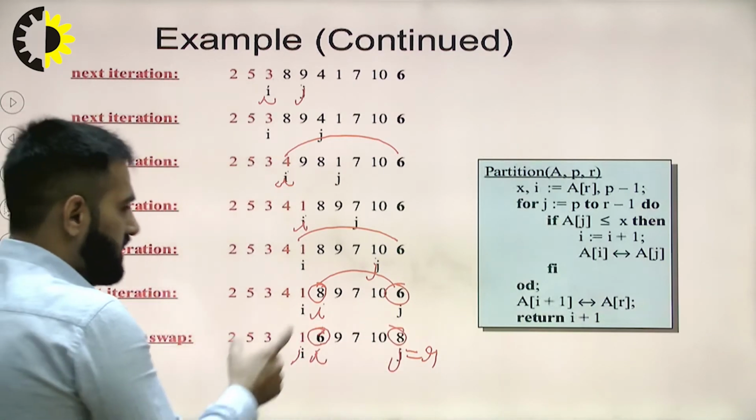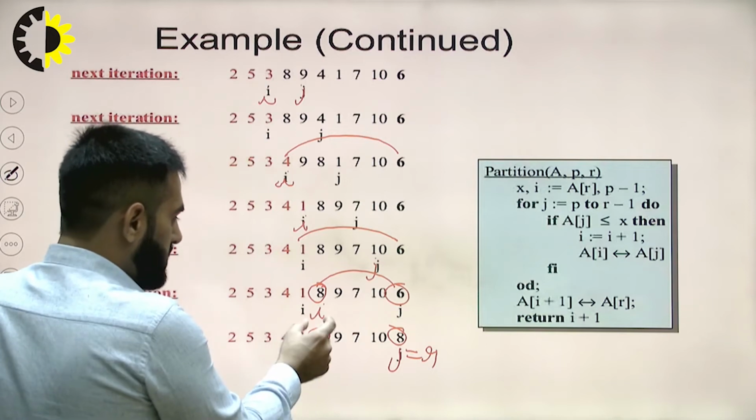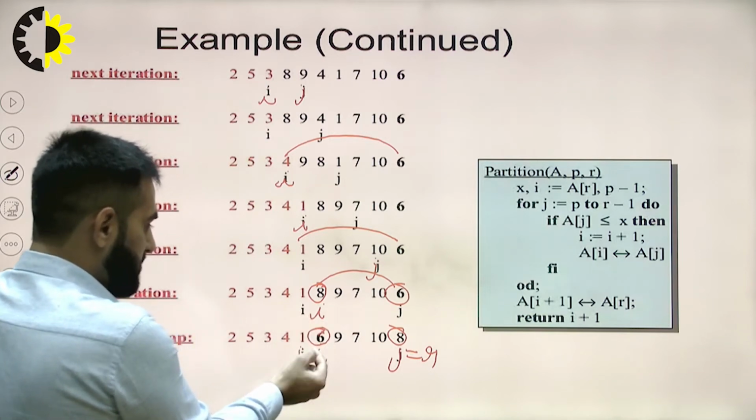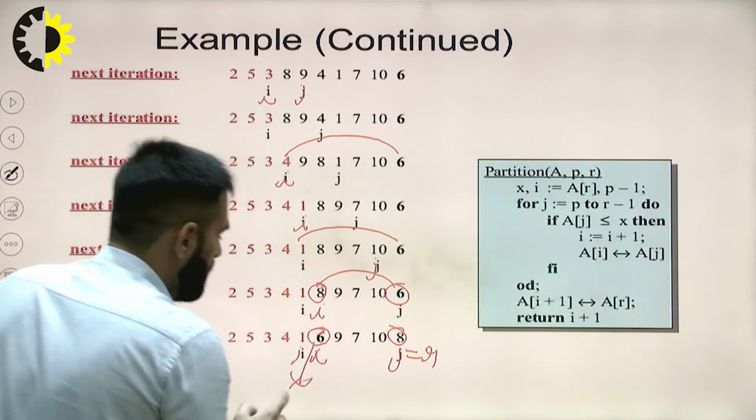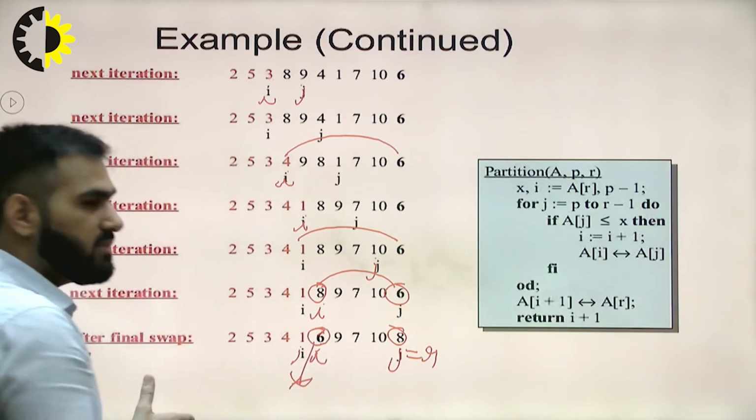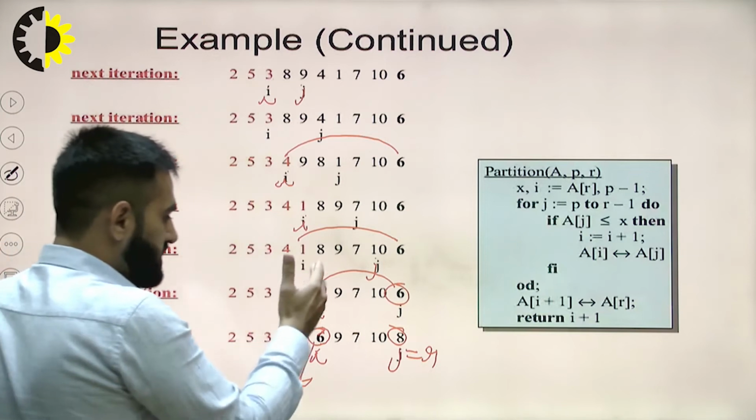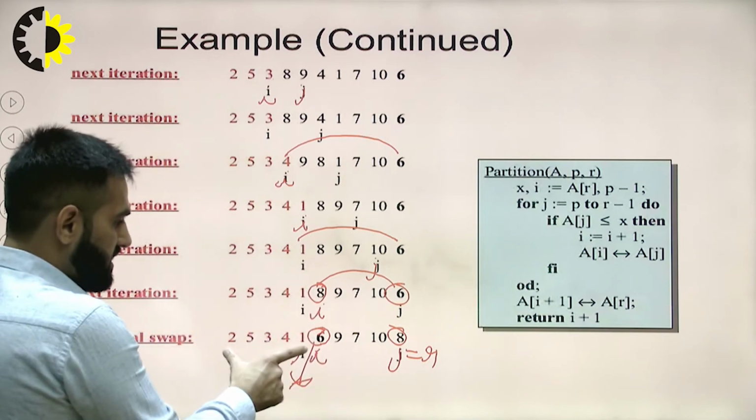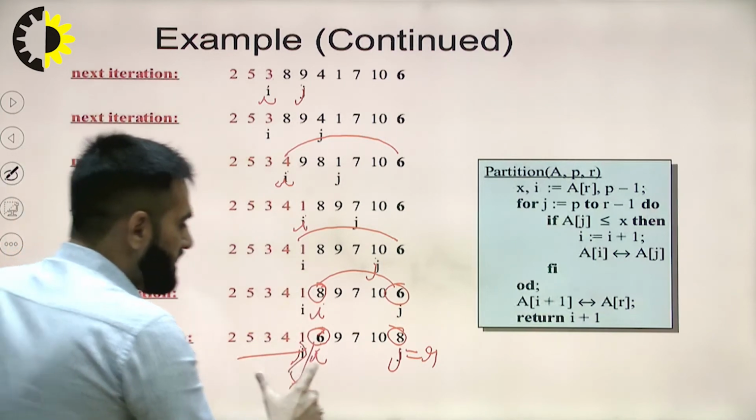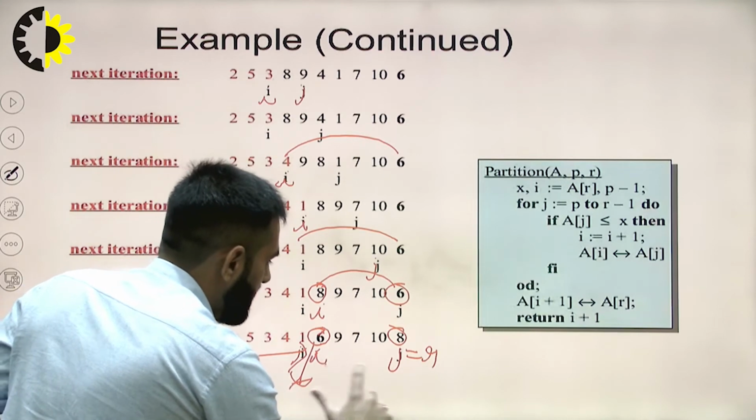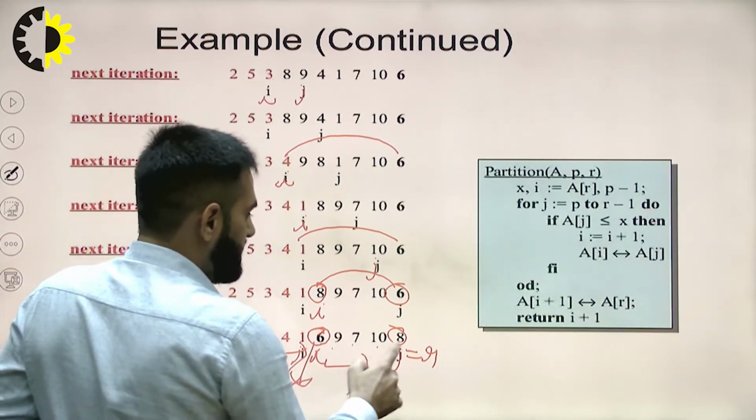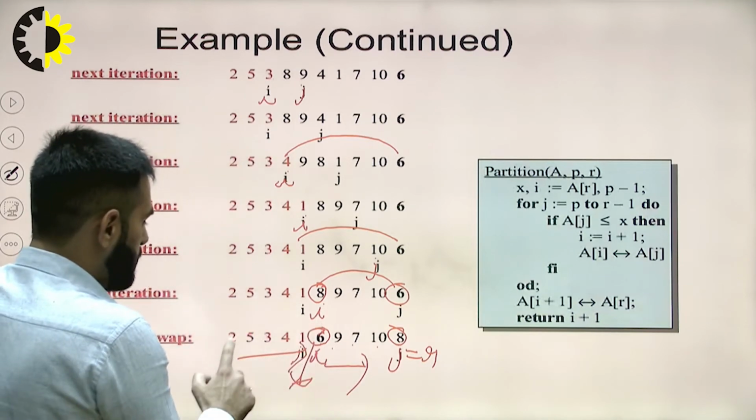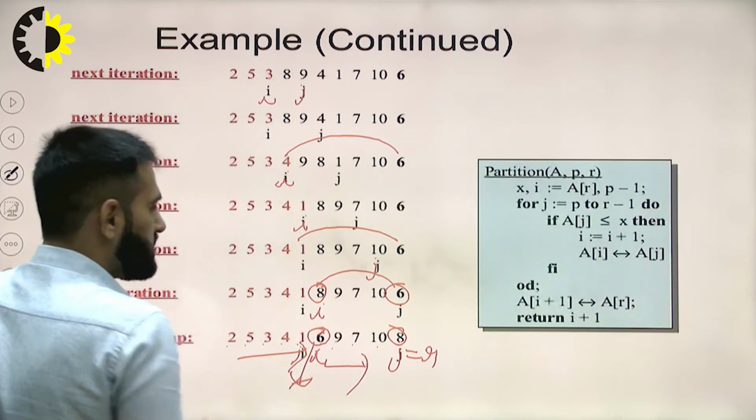Now let's see the analysis part. All the values lesser than 6 are before the 6. This is our pivot, so the array is divided into two parts in a meaningful way. All the values smaller than the pivot are on the left, and all the values greater than the pivot are on the right side of the array: 9, 7, 10, 8. The lesser values are 2, 5, 3, 4, 1.